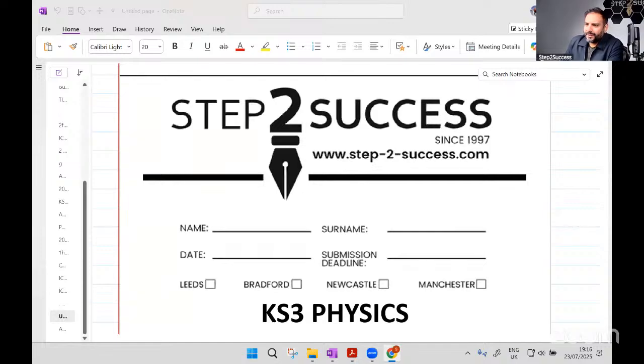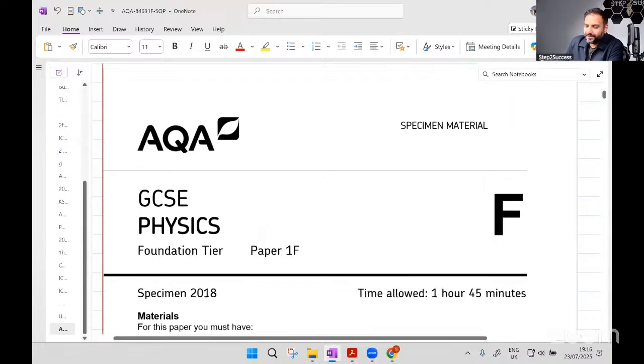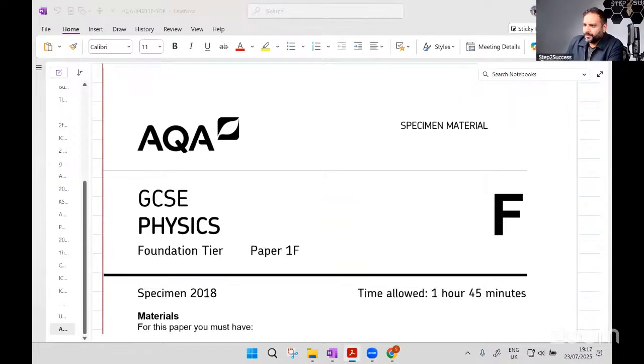Can you do questions 10 to 13 from the year 10 thing? Let's have a look at it. This was the year 10 thing, I believe, that we gave this week. Let's have a look at it.